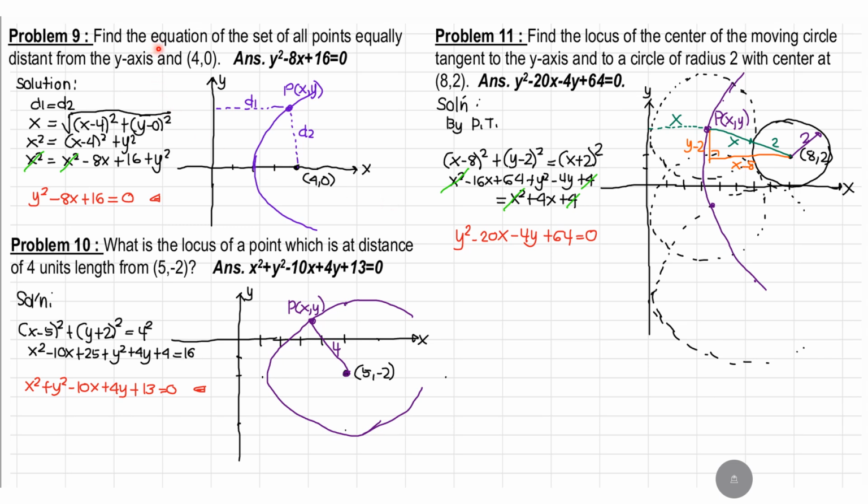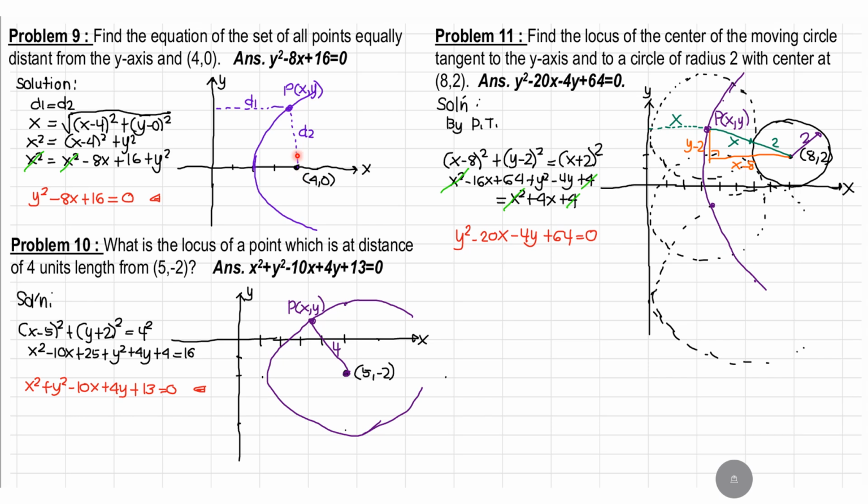So problem 9: find the equation of the set of all points equally distant from the y-axis and 4, 0. So this is 4, 0, and this is the possible locus of the point, which moves so that it is always equidistant from the y-axis and from this point here. I'll call that d sub 1 and this one d sub 2. D sub 1 is the distance of the point from the y-axis, so that is equal to x. So d sub 1 is just x.